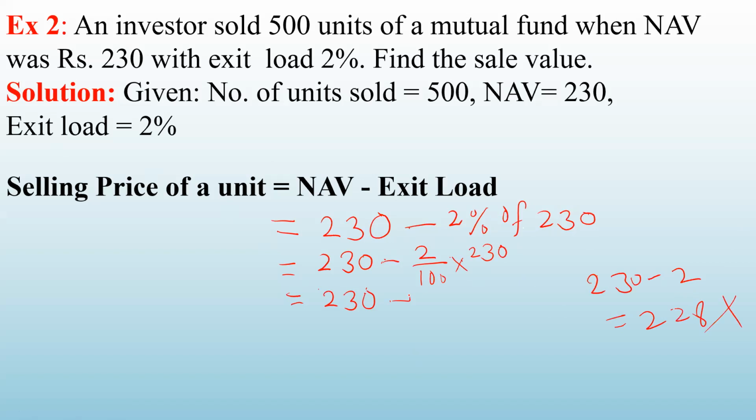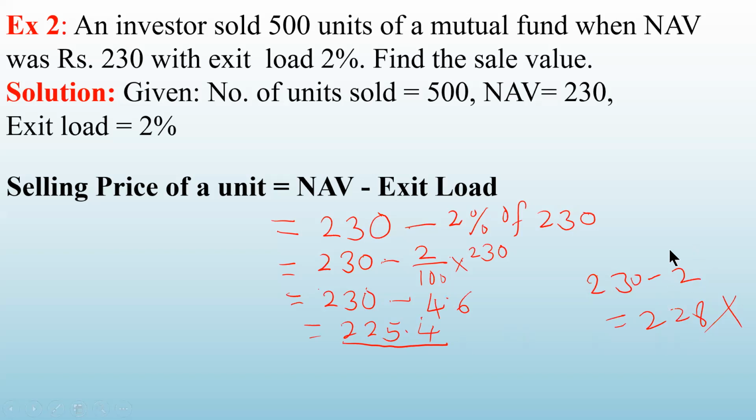And do it slowly, slowly. Even though it takes time, doesn't matter. So it is 4.6. Okay. When you subtract 4.6 from 230, you will get 225.4. So this is the selling price of 1 unit.